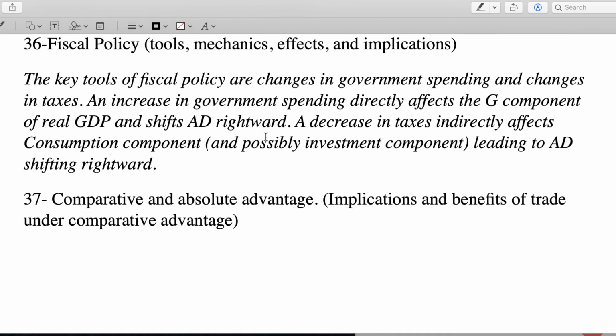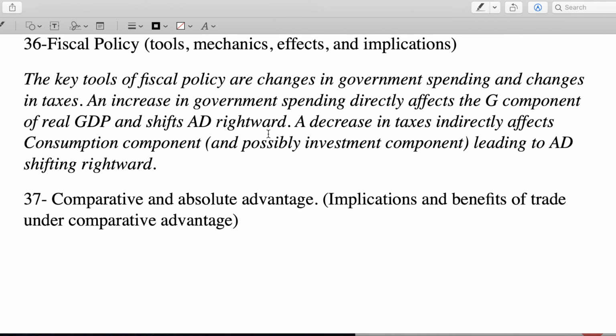All right, fiscal policy. So thinking about the tools of fiscal policy, well, this is changes in government spending and then changes in taxes. So we'd expect an increase in government spending to directly affect the government component, the G component, and shift aggregate demand rightward. A decrease in taxes indirectly affects consumption, possibly also investment, depending on what the taxes are on, leading to an aggregate demand shift rightward. And then if aggregate demand shifts rightward, we expect that this is going to boost GDP, lower unemployment, and then raise inflation.